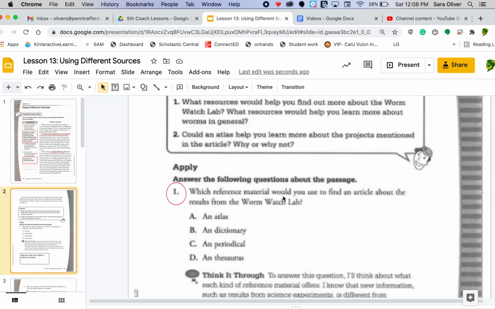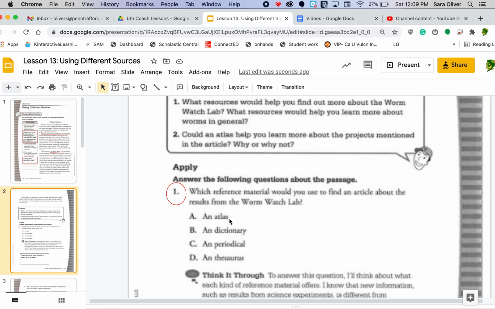So here's some of those resources I was talking about before. An atlas is a book that we can refer to. It normally has maps in it. So I may look in an atlas if I want to learn about the different oceans in the world, the continents. There may be a section on mountains. There may be a section on volcanic areas.